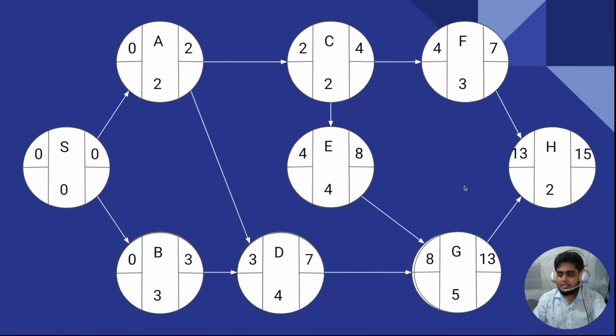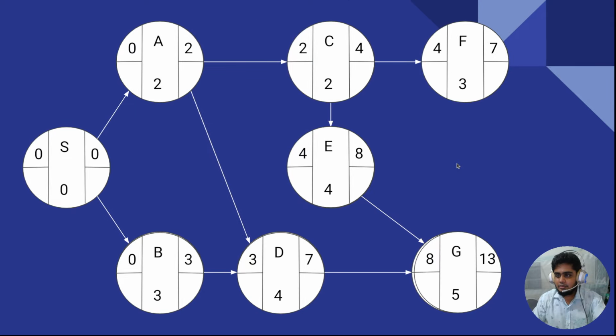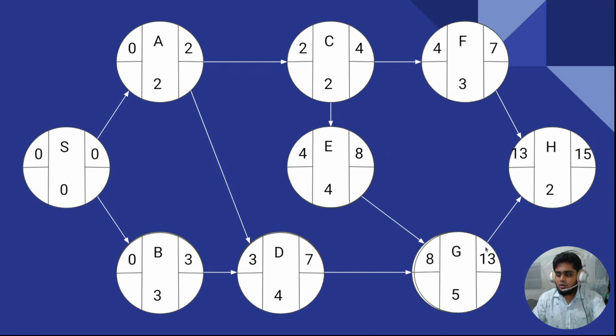This is the final step, which is H, and the activity time of H is 2. What will be the earliest starting time? The earliest starting time will be the maximum of the earliest finishing time of F and the earliest finishing time of G. Did I miss anything? No. So for 7 and 13, what value is the maximum one? 13 is the maximum one, so I just take it and paste it here. So for H, 13 will be the earliest starting time, and the earliest finish time is 13 plus 2 is equal to 15.